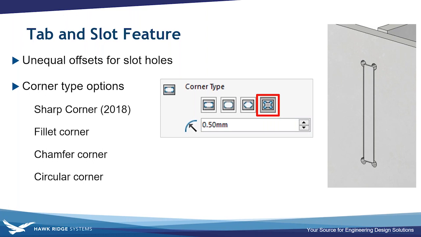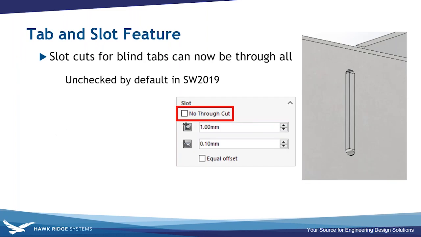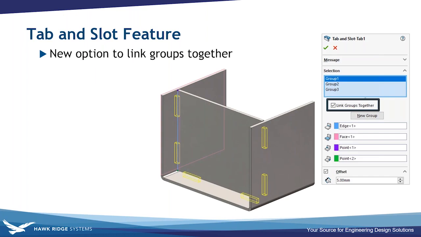Nice and simple. You can now do a through all or not through all cut for your blind tabs. So if you still want material for where your slot is at the bottom and it to not go all the way through, you have that option now. So maybe you're machining it away instead of cutting it. And finally, you can link your groups together. So you've always had the ability to do groups, but now you can link them together. So a change in one will make a change to all of them.